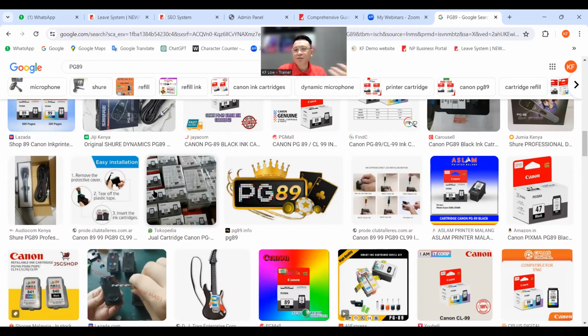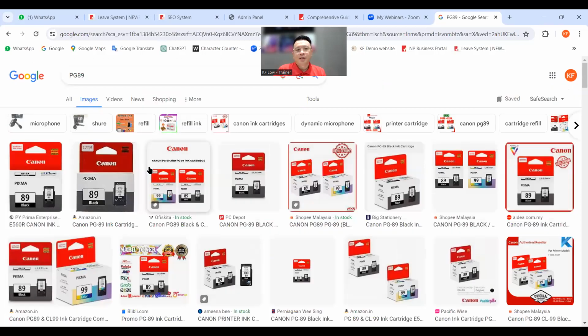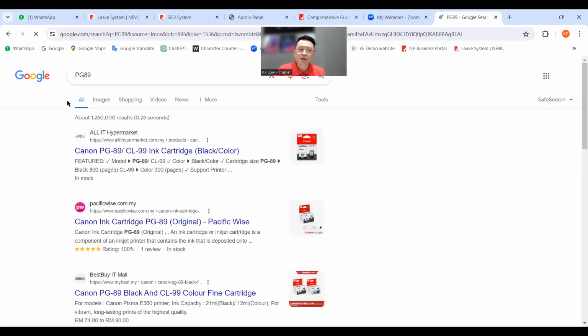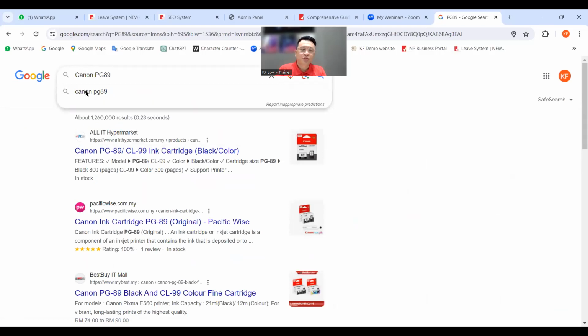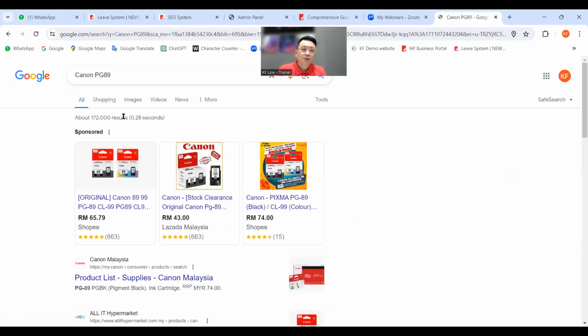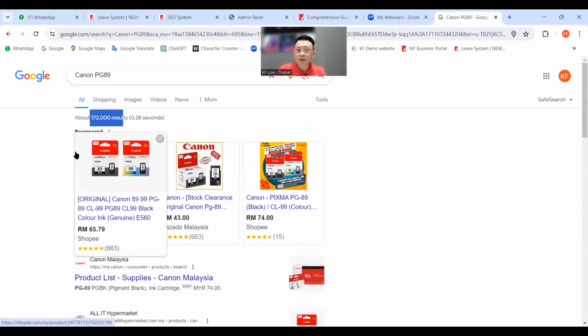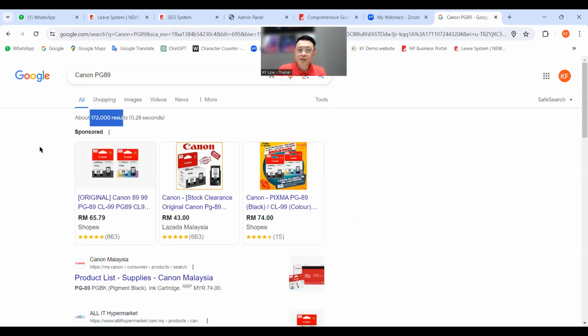There will be a lot more customers going into your website if you just shorten your keyword. For example, if I just put PG89, the result is like 1.2 million. Compared to when I put Canon PG89, see, it becomes smaller. Your competition is not that wide. It becomes less competitive, and yet you will be able to rank higher.